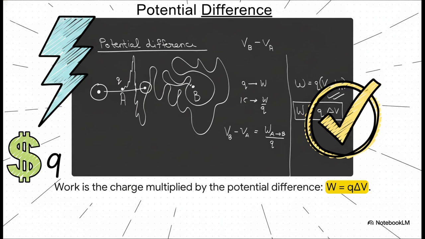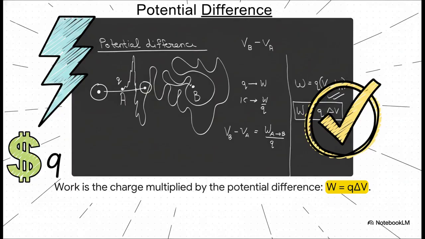And this is exactly why potential is our master shortcut. Just look at this. To figure out the work it takes to move a charge Q from point A to point B, we don't have to care about the crazy winding path it took anymore. All we need to know is the difference in potential, the difference in the price tag between where it started and where it ended. The work is just the charge times that potential difference.